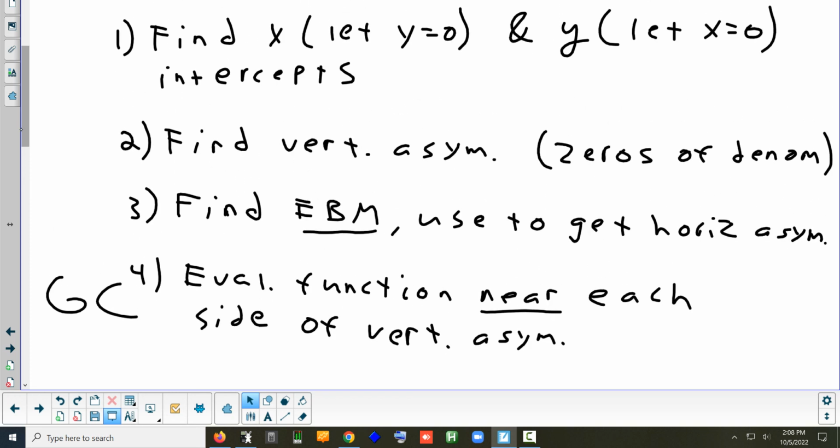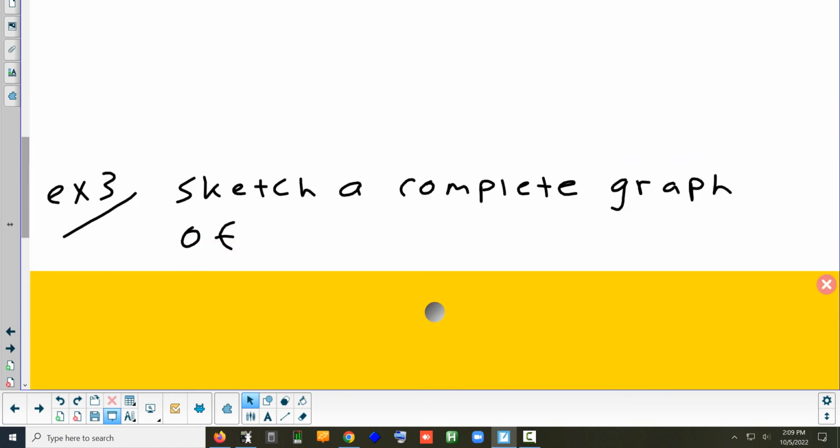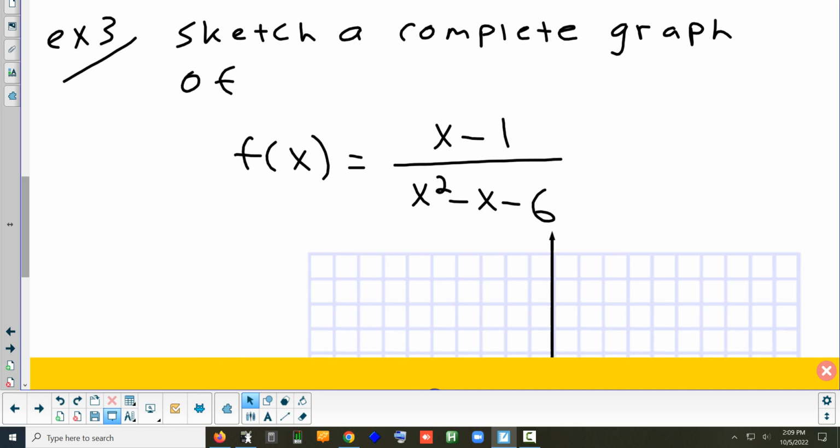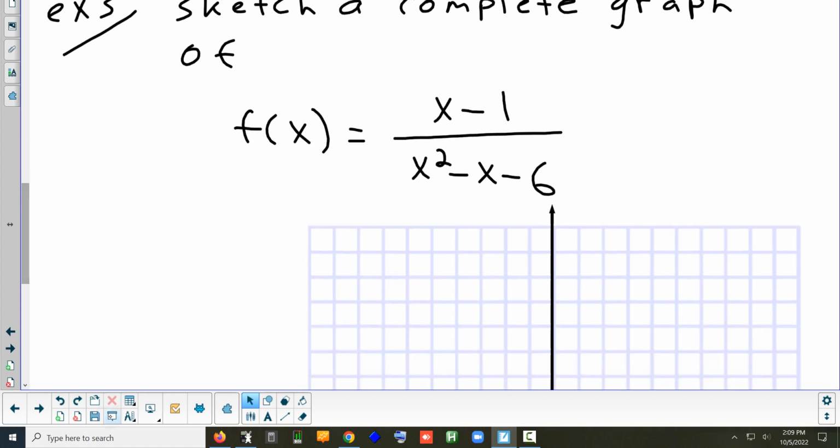Does everybody have steps 1 through 4? So let's try a switch. I want to draw a picture of that graph. And if you don't follow these steps, it's just overwhelming. It's like, well, how do I even know what to do? Follow the steps. So the graph is x minus 1 over x squared minus x minus 6.